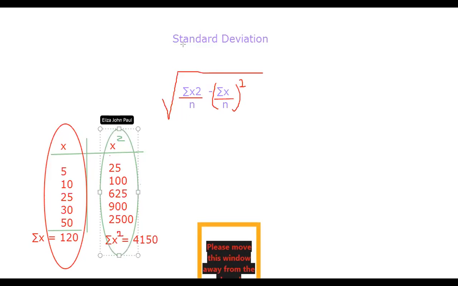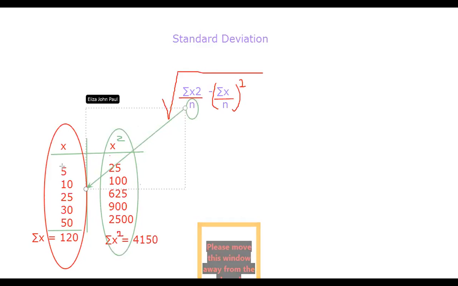Now we are applying this in our formula. What is our n? Small n represents the number of items, right? How many variables do we have in our standard deviation question? So what is our n? 1, 2, 3, 4, 5. So our small n is 5. Let us apply these values in our formula.